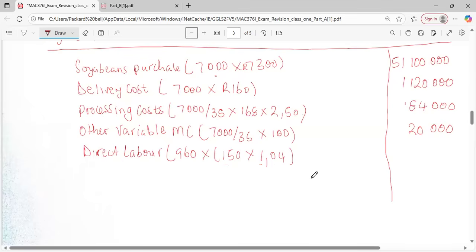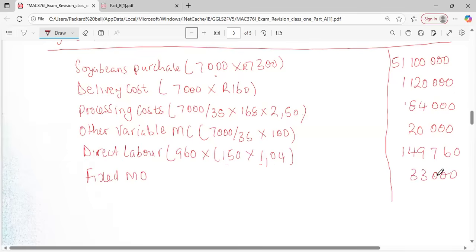149,760. Right, so that's the direct labor. Then we also have the fixed manufacturing overhead. They say it's how much again? They say 33,000. So there is 33,000 of fixed manufacturing overhead.